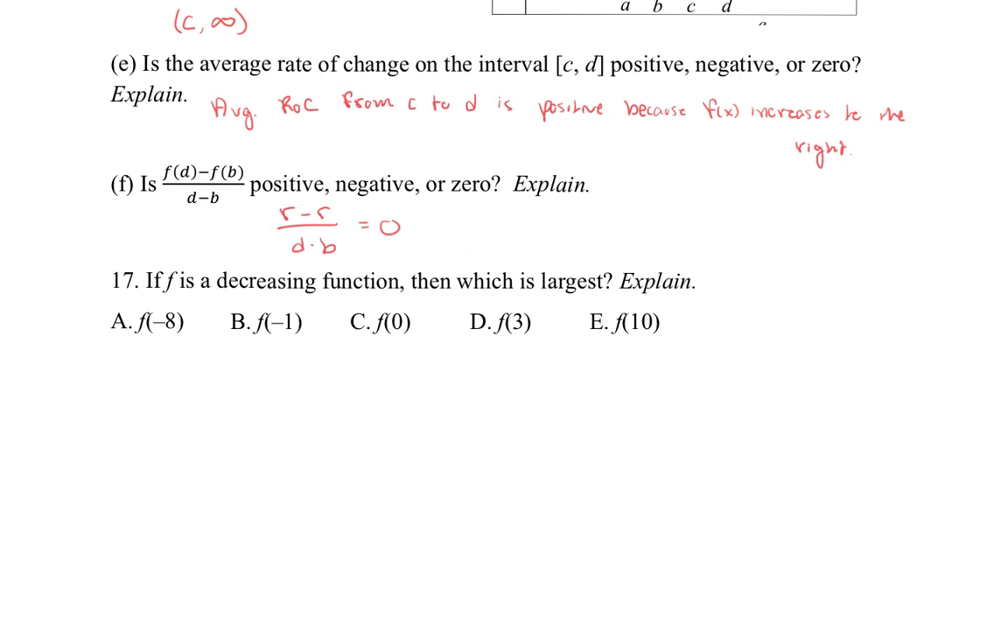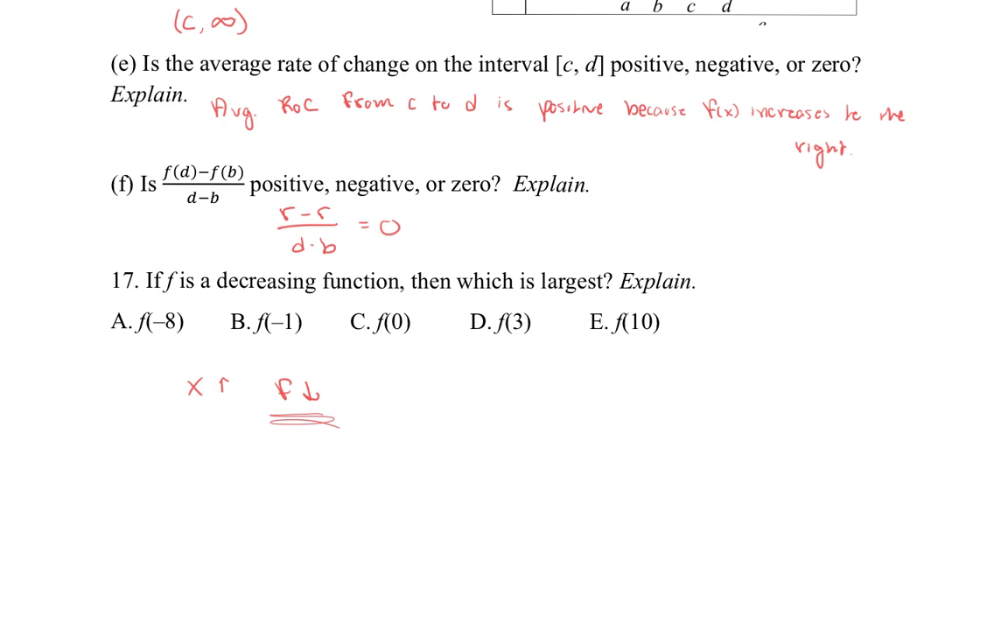Okay, now for problem 17, we have if f is a decreasing function, then which is the largest? Explain. So if f is a decreasing function, then that means as x increases, f will always be decreasing or staying the same. And I guess we just really want to focus on the fact that it is decreasing, or at the very best, it's staying exactly the same.